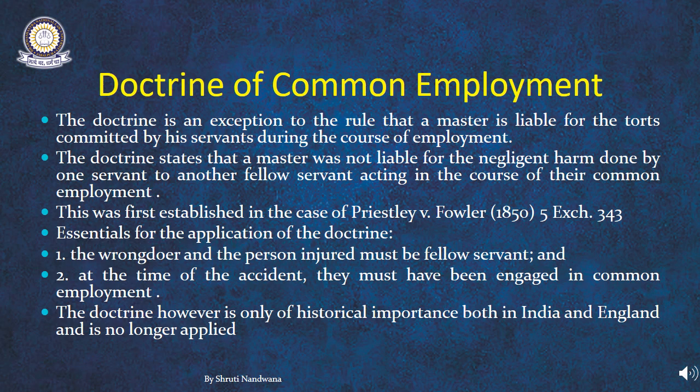Now, this doctrine was supposed to be based on an implied contract of service that the servants agreed to run risks naturally incidental to the employment, including risks on the part of his fellow employee. If the harm was caused by the employer's own negligence, the employee could recover, unless the employee's claim was defeated because of contributory negligence. Hence, the essence of this doctrine was that if one servant commits any wrong to another servant, the servant cannot recover damages. This case was Priestley versus Fowler.